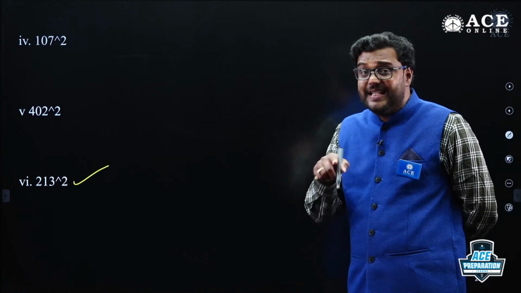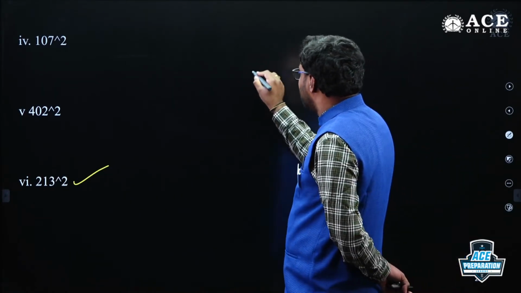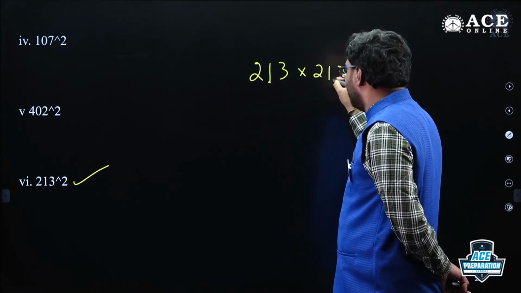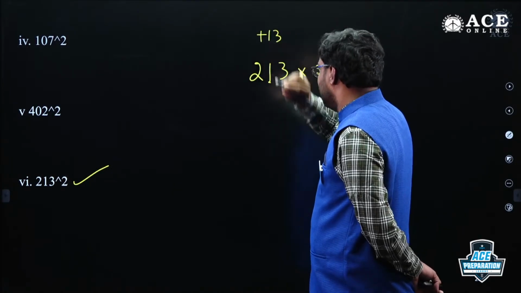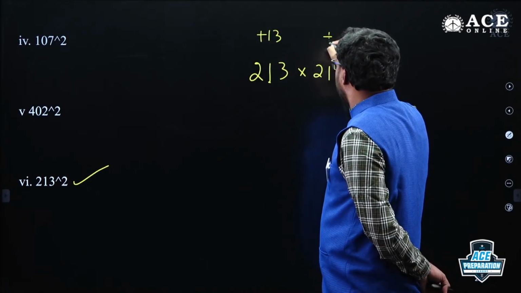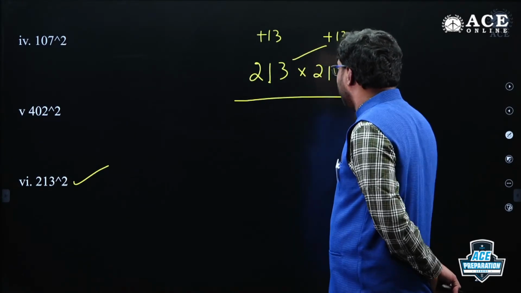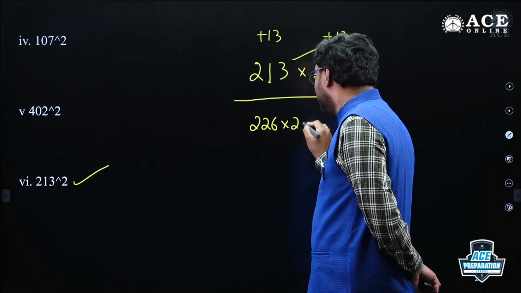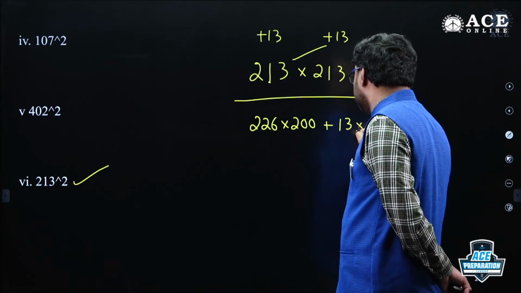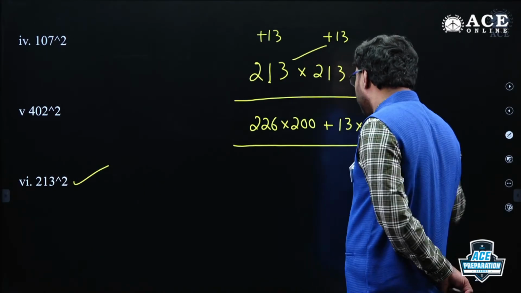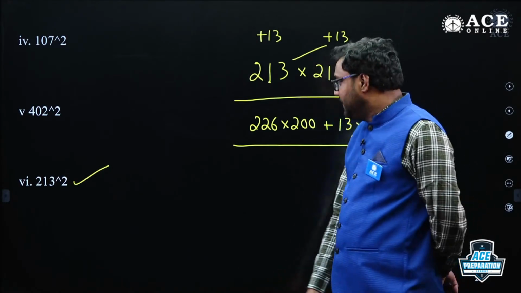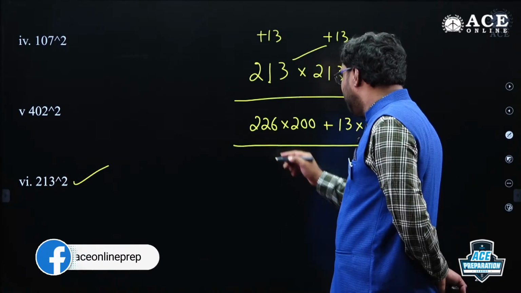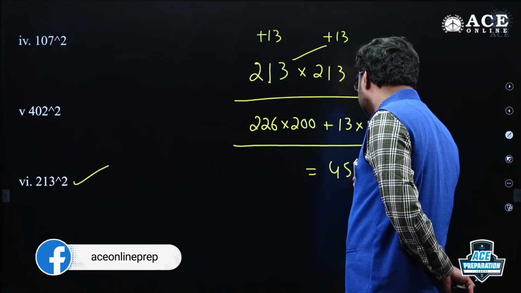213 square. Base is close to 200. Now 213 square, if you want to do it, my dear friends, base is close to 200. This is 13 more than 200. This is also 13 more than 200. 213 plus 13 is 226. You should multiply with the 200 here. Base is 200 plus 13 into 13. This will give the answer, my dear friends. Very simple, right? So, what's your answer here? If you multiply, I hope you got 4005.